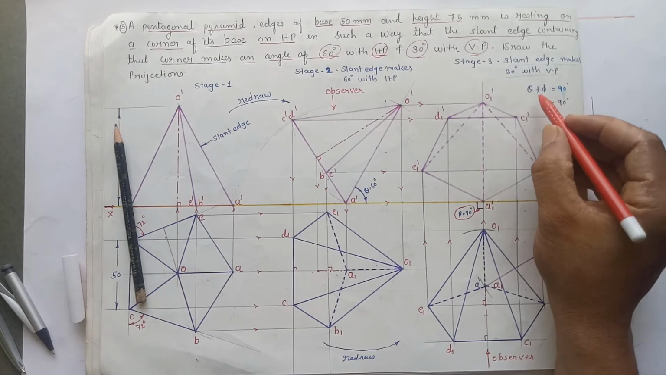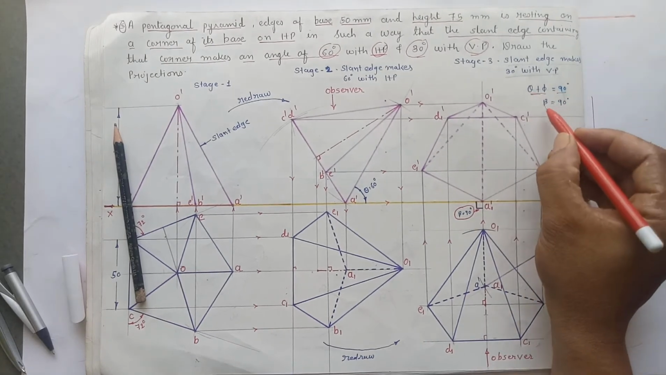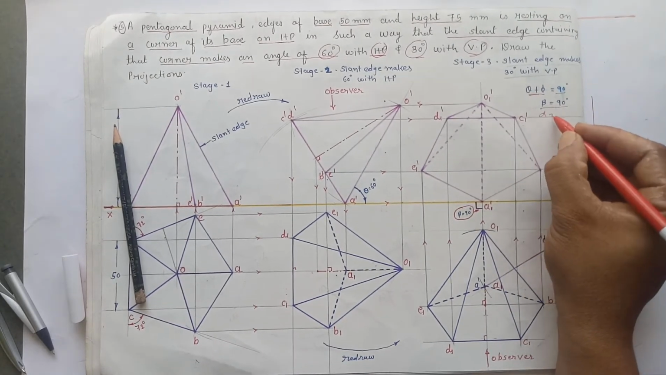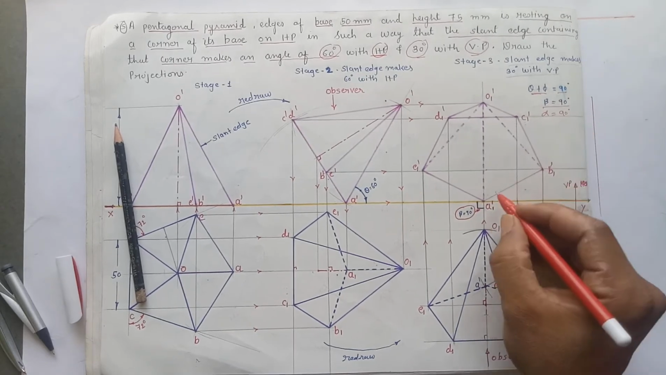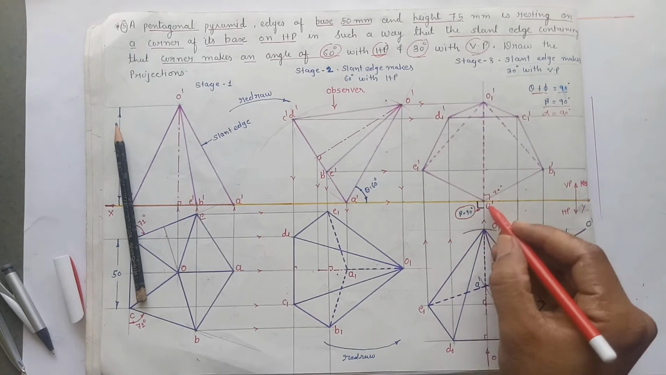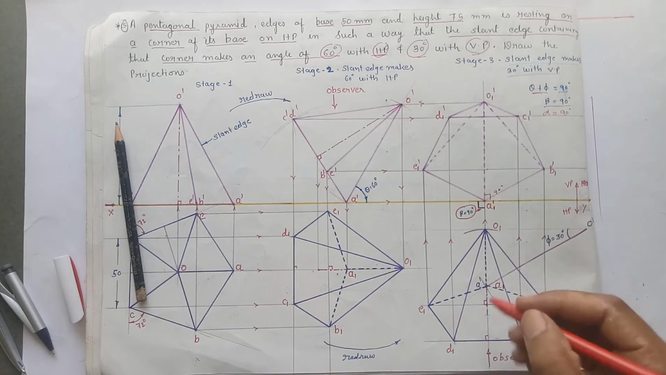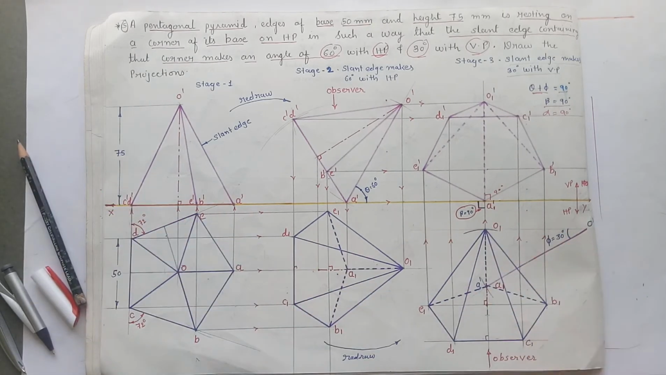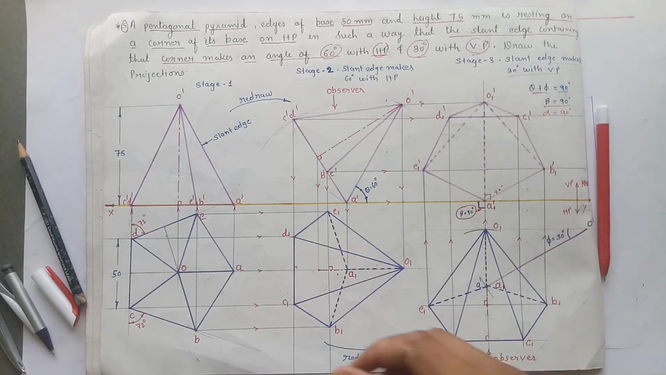Here we can say that theta plus phi is equal to 90 degrees, and beta is equal to 90 degrees, and alpha is also going to be equal to 90 degrees. This is alpha and it is also 90 degrees. So beta is equal to 90 degrees, which we have found. Here also the base is nearer to the observer, and if the base is nearer to the observer, in the elevation the base is going to be visible.